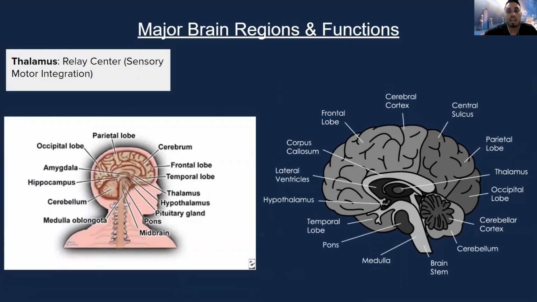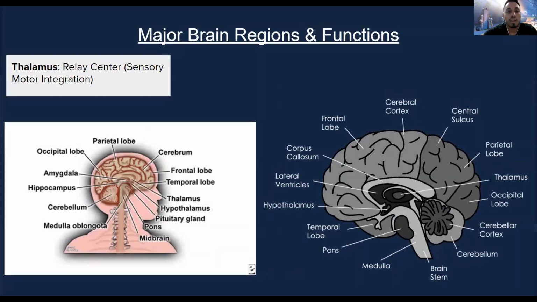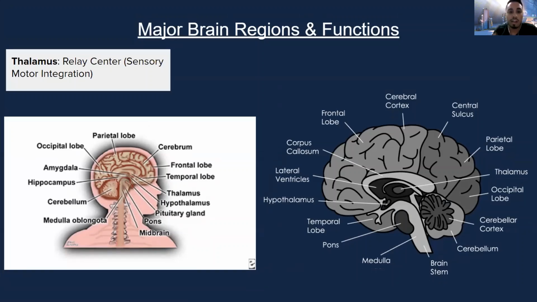So for example, if you get an auditory, or let's just say a nice smell or a nice sound that you hear, the thalamus receives the signal. It's like a relay runner, and then it sends it up to its specific brain area where it'll go ahead and process it. So if you saw something interesting, the thalamus gets it and it passes it on to the occipital lobe or the visual cortex.